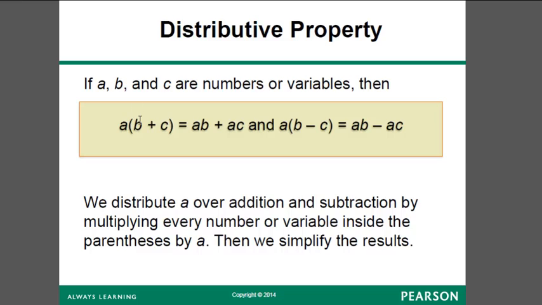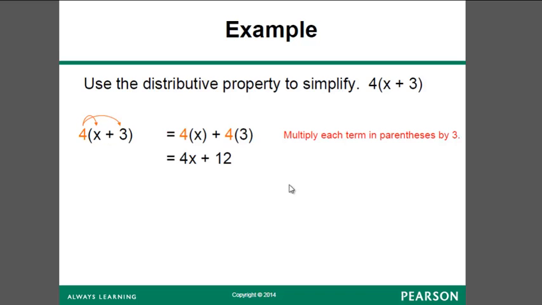A times the entire set of parentheses. So I'm going to take A times my B and A times my C, as I have done here. A times B plus A times C. Notice I left the plus in there just like it was in the parentheses. Or I can do the same thing over here. A times B and A times C, leaving my subtraction in between. So let's look at some examples of this.